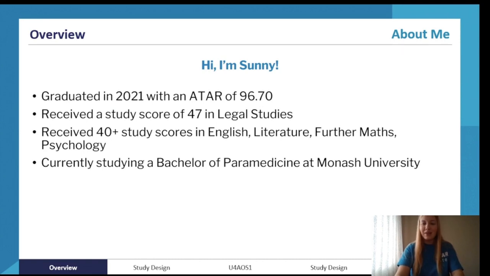I'll introduce myself first. Just to start, a little bit of information about myself. I graduated in 2021 as the college dux of my school with an ATAR of 96.70. In terms of legal studies, I received a study score of 47 and 40 plus in my other subjects such as English, literature, English language, further maths, and psychology. I'm currently studying a Bachelor of Paramedicine at Monash University, and I am in my second year of the degree.